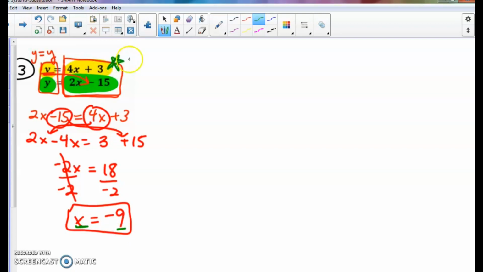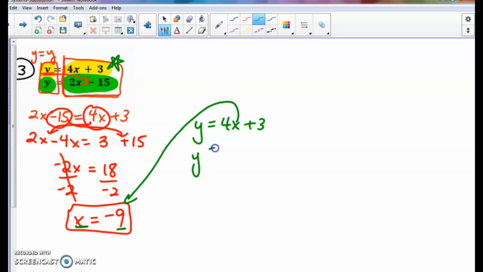For this one, it doesn't matter whether they're both set with y equals. It doesn't matter which one you grab, they both will solve out correctly. It's just that one's usually a bit easier, but in this case they're the same because they both start with y equals. Now we're going to replace this x with the negative 9.